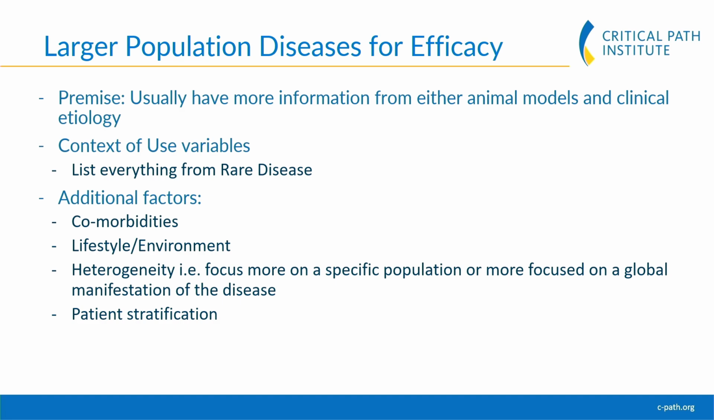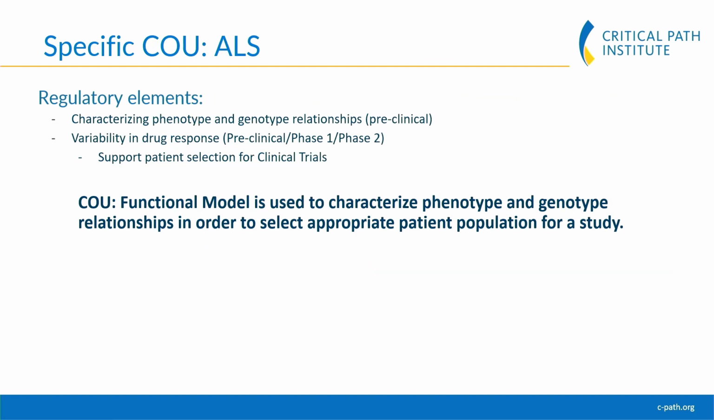So again, somebody could just take this list and then say, okay, what am I doing, and pick out those portions, and then develop the context of use from those variables that they picked. And last, for our specific COU is for ALS.